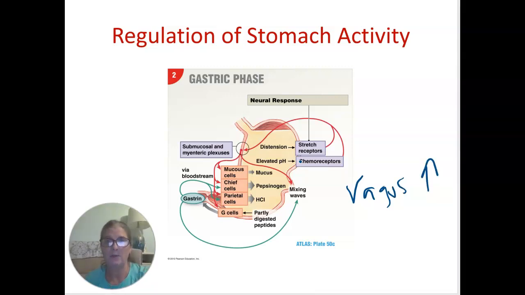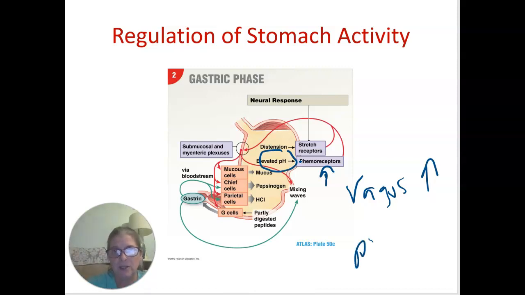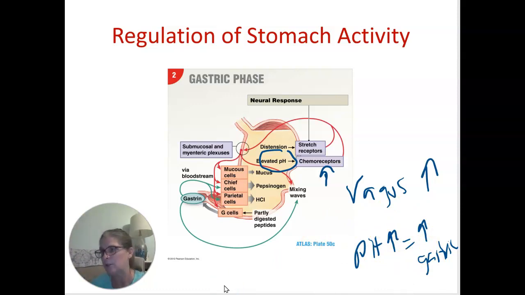We also know that there are chemoreceptors here, and the chemoreceptors respond to chemicals, and one thing they respond to is the pH. So if your stomach pH starts to go up, that will trigger an increase in gastric juices, because remember that gastric juice has hydrochloric acid in it. If your pH were to go up, you're going to want more hydrochloric acid to bring the pH back down where it should be.